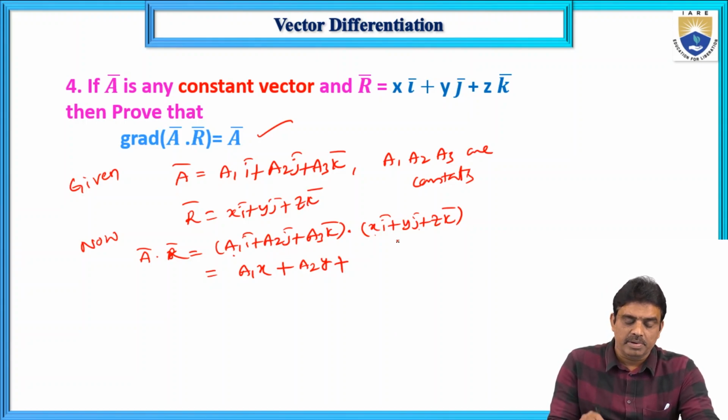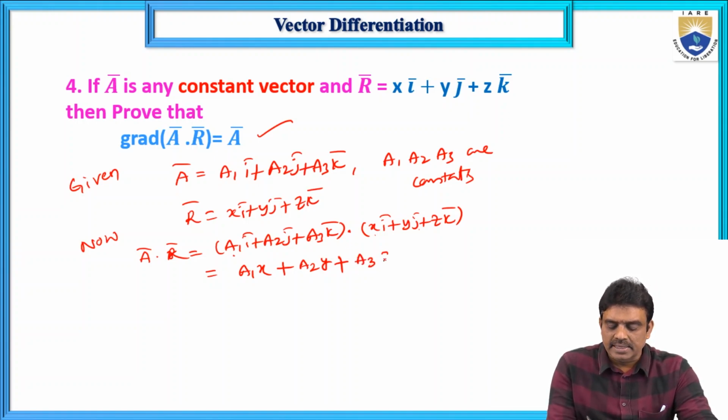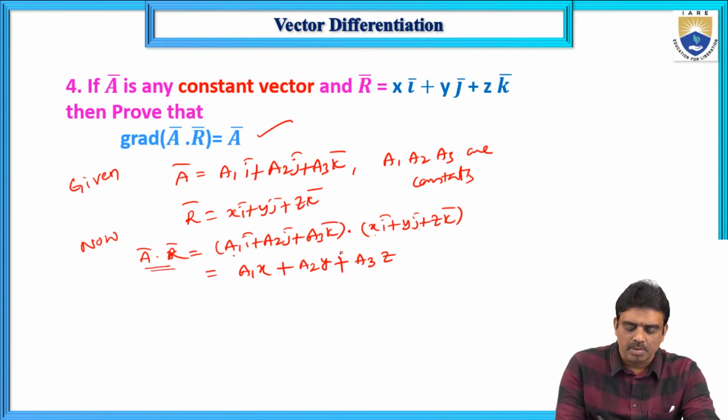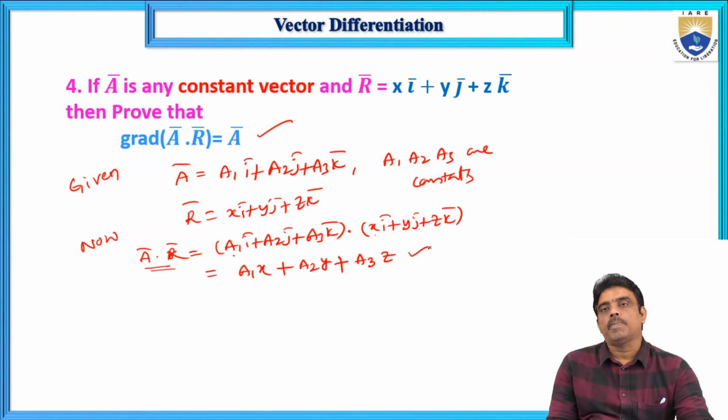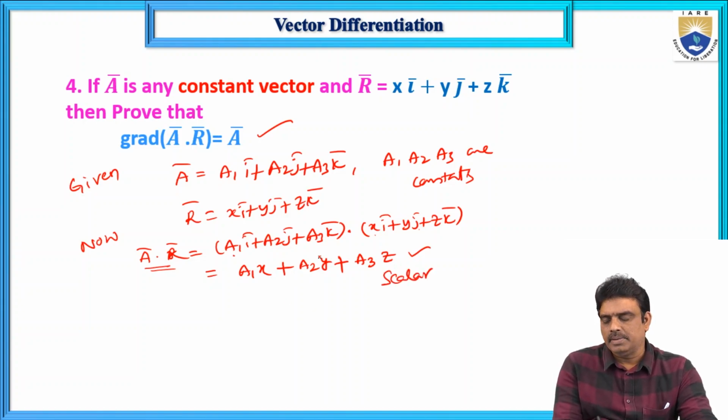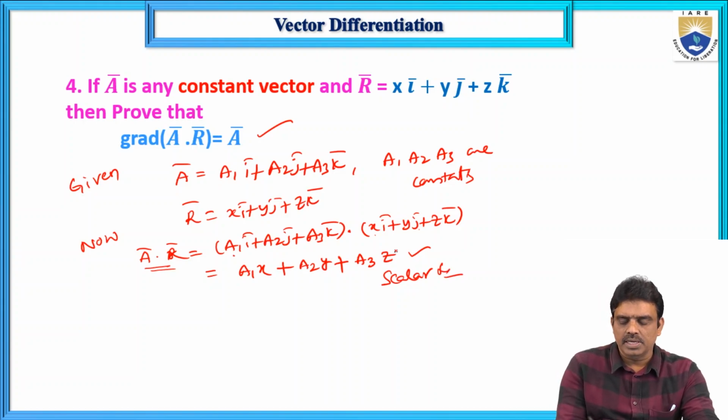So only ĵ dot ĵ is 1. Similarly, k̂ dot k̂ is 1. Remaining k̂ dot î, k̂ dot ĵ are 0. I am not considering the î, ĵ coefficients, only a3z. a3 k̂ dot z k̂, k̂ dot k̂ is 1, so we will get a3z. This is a bar dot r bar. It is a scalar point function. It is a scalar, am I right or not? There is no î, ĵ, k̂ terms, so it is a scalar function. a1, a2, a3 are constants.